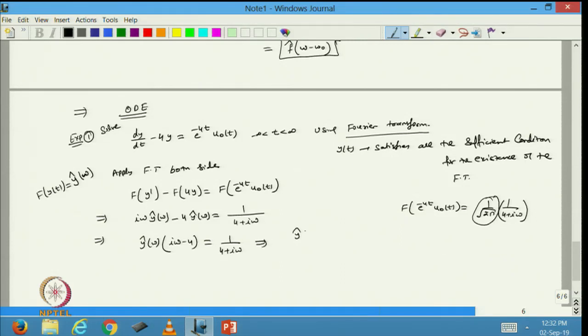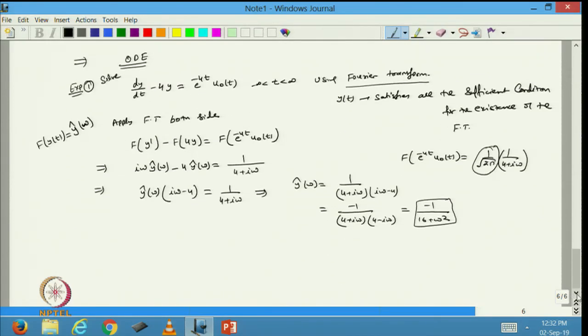From here I can write Y as minus 1 over (4 plus i omega) and (4 minus i omega), taking minus 1 from i omega minus 4. So from here I can write this as minus 1 over 16 plus omega square. So this is my Fourier transformation.